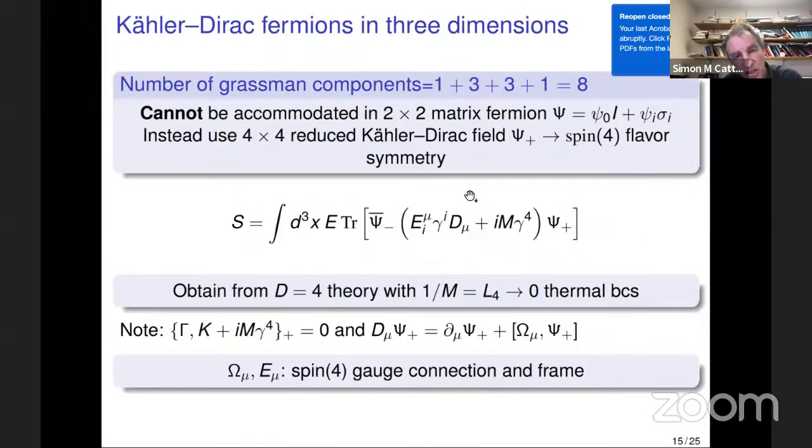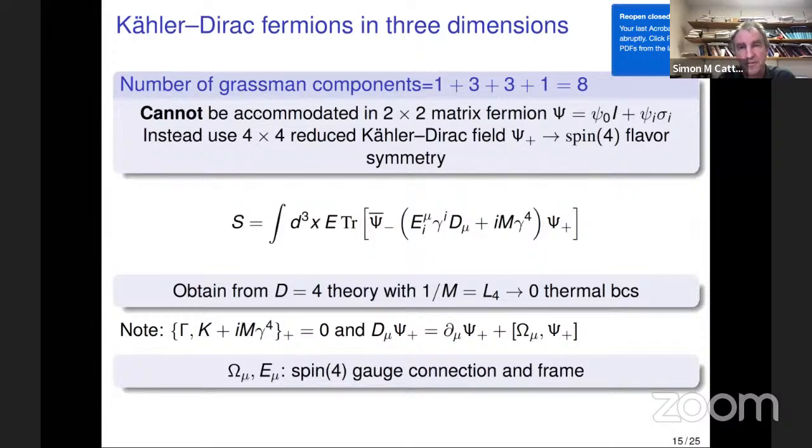And in fact, one good way to understand where this action comes from, I think, is to start from 4 dimensions, go to high temperature. There'll be a dimensional reduction to 3 dimensions, where the mass scale that arises for the fermions, because they satisfy antiperiodic boundary conditions, will just be related to the length in the 4 dimensions. So you can think of this as an effective action resulting at high temperature from a 4-dimensional fermion theory. And then it's very natural that all of these spin connections and frames are valued in spin 4. So you're forced to do this as soon as you want to find a spinor representation of your Kaehler-Dirac field in three dimensions. You're forced to actually, in the end, construct a theory with spin 4 invariants, not just spin 3, as you might have guessed. So that's the first take-home point.